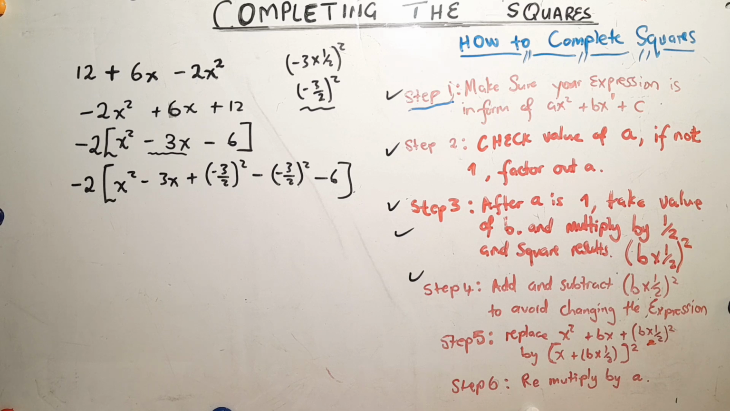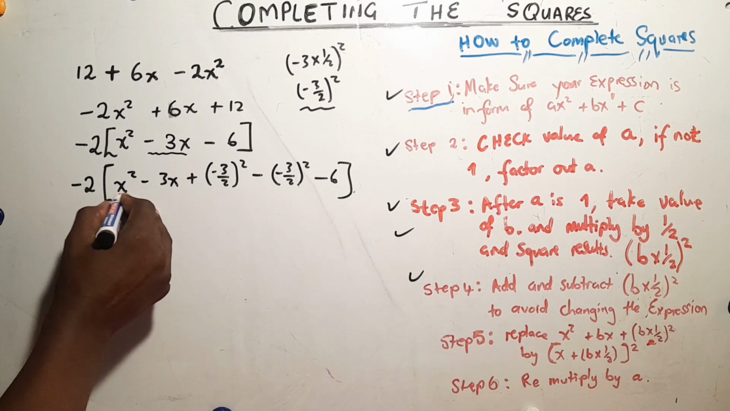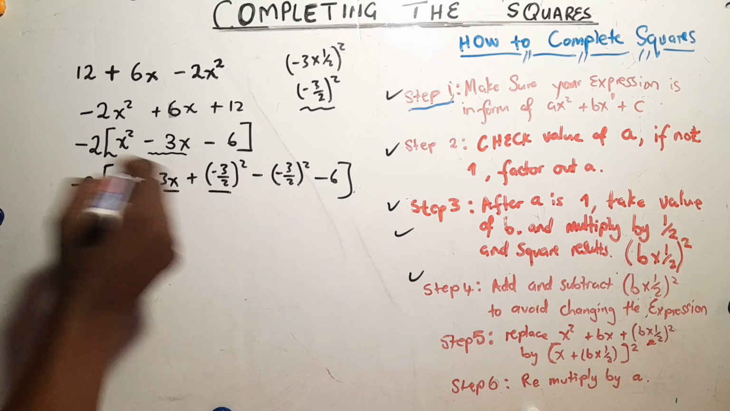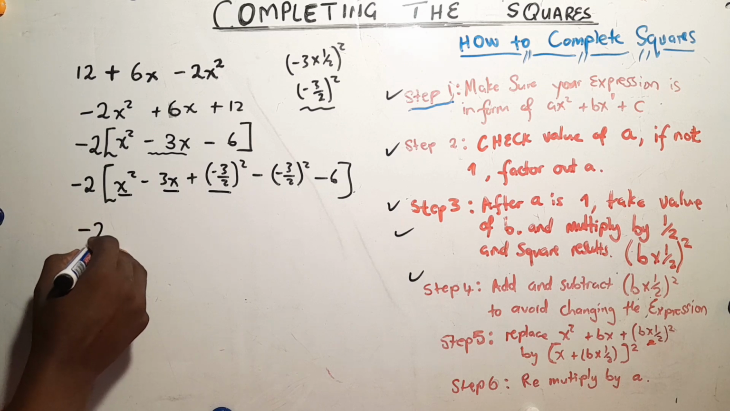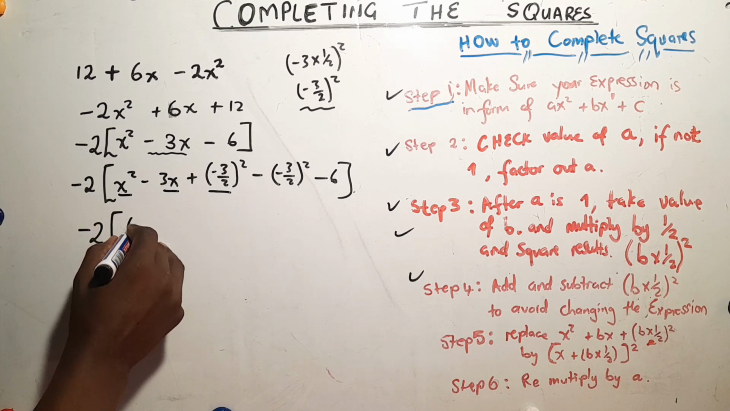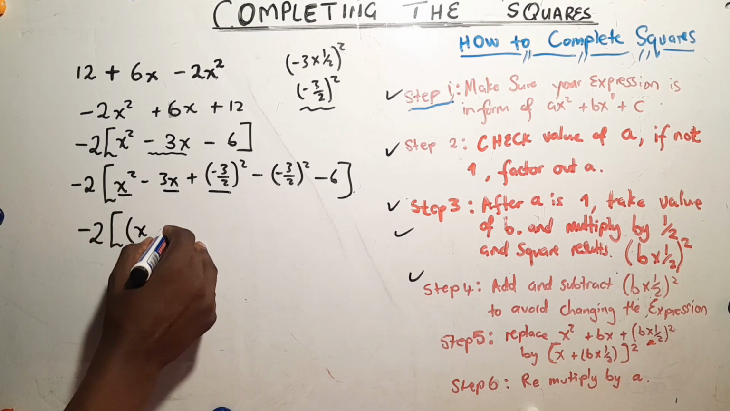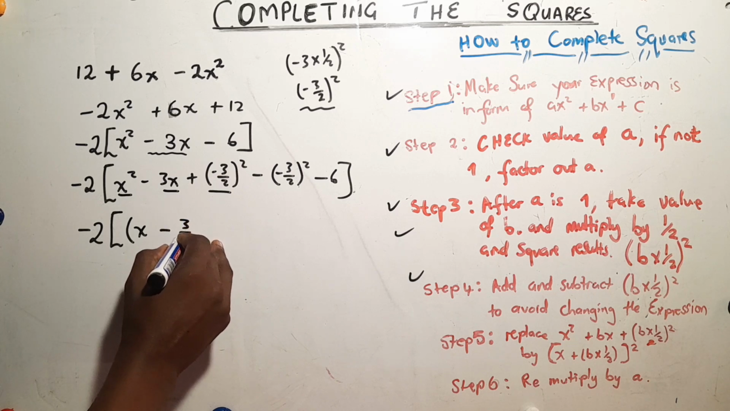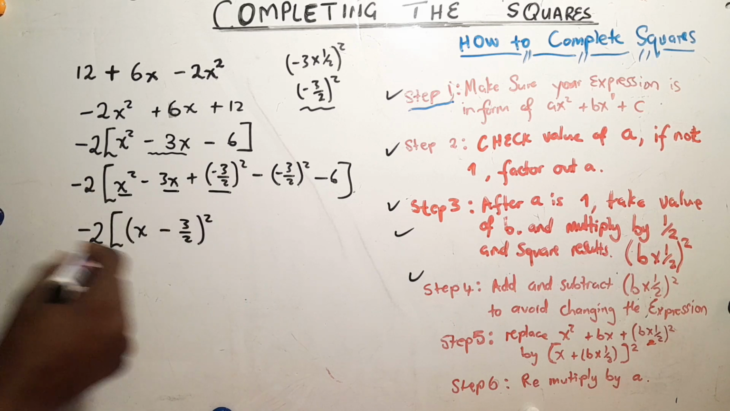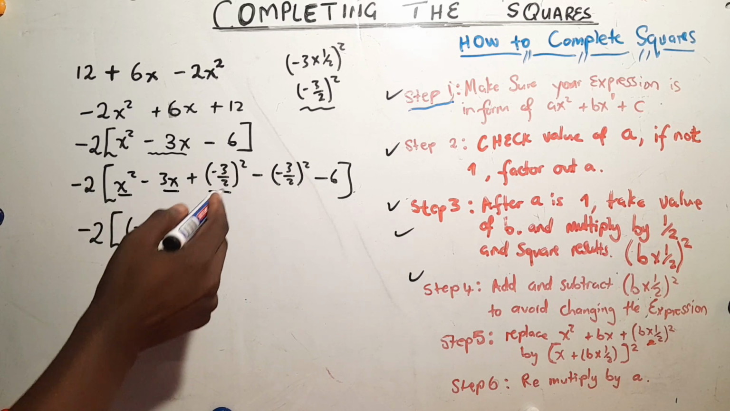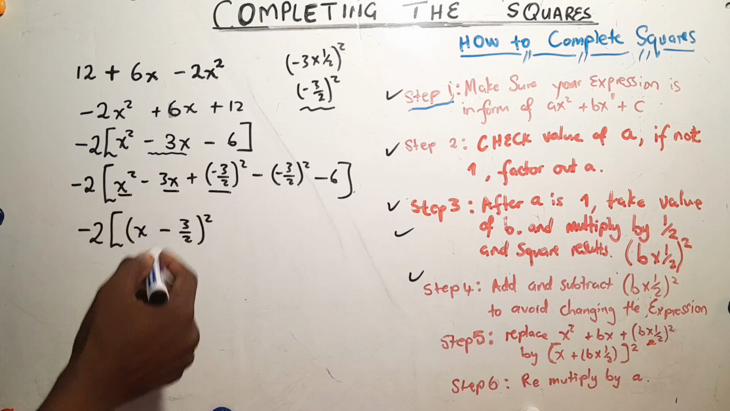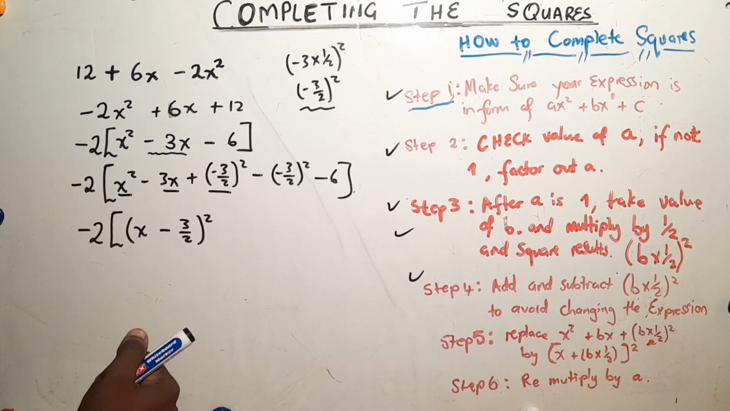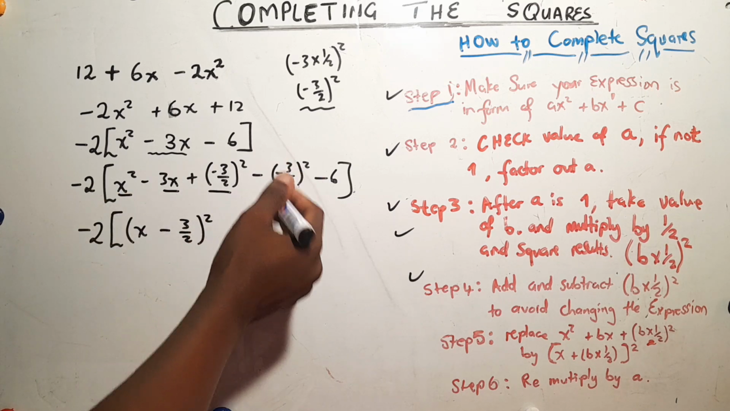Step 5, replace x squared plus bx, and this thing that we have added, by just replacing it with this first, and this one over 2, and then you square that. So after multiplying out, we get back to this stage, and this stage factorizes to this stage, right? So now we can deal with this.